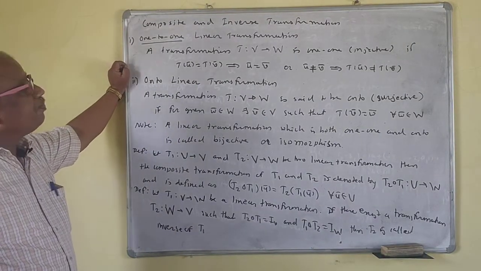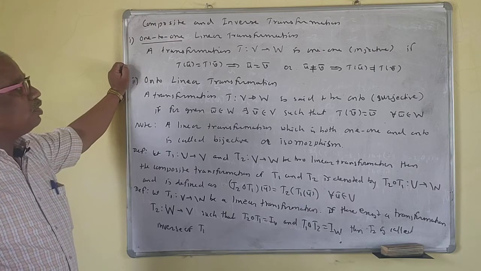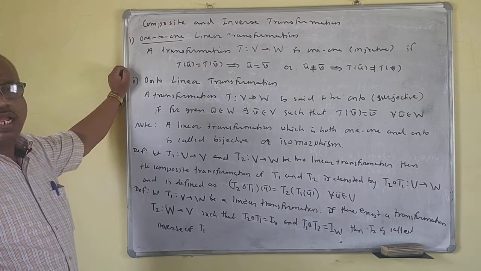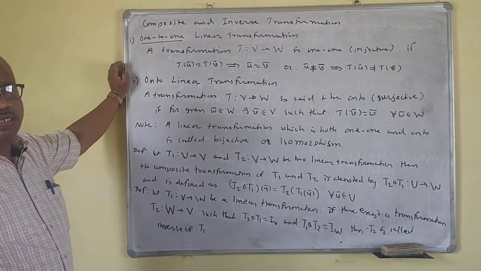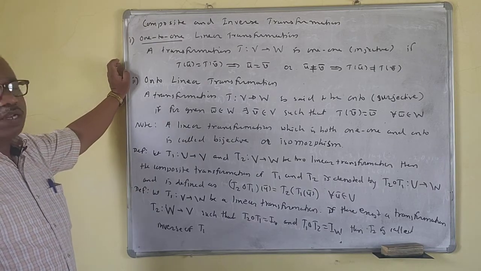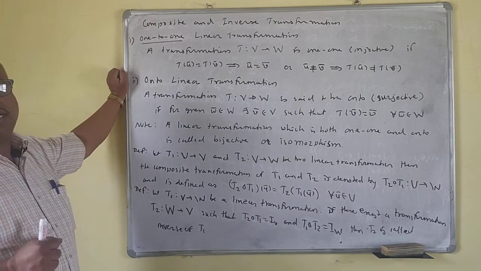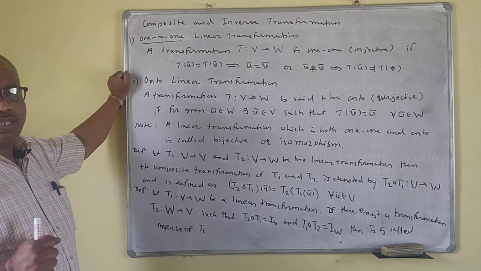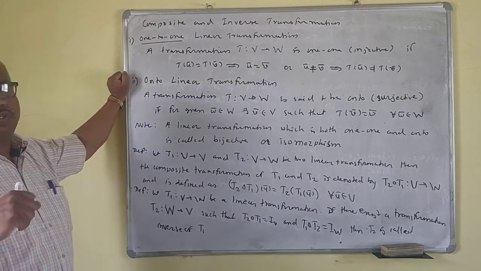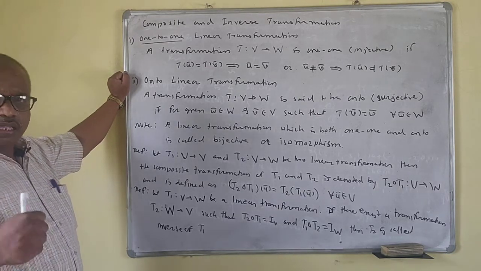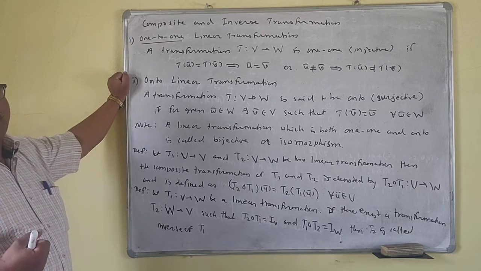Now we will see how to take the composition of two linear transformations and how to find the inverse of a linear transformation. Before that, we will see what we mean by a one-one linear transformation and an onto linear transformation. Because if the function is one-one and onto, then we say that the inverse exists. The function is invertible if it is one-one and onto.